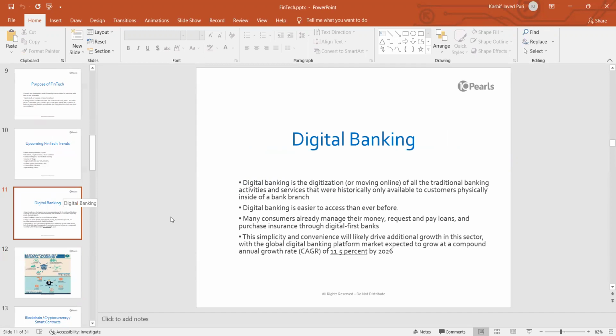The reason for this is to make it easier and accessible for everyone. This is growing with each passing day, and every year there is tremendous growth in the use of digital banking. But from different surveys, we came to know that by the end of 2026, it will have an additional compound annual growth of 11.5%. This 11.5% is additional growth on top of the regular growth which we see right now.